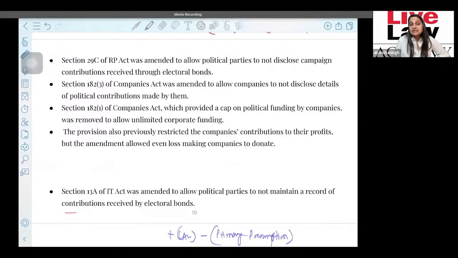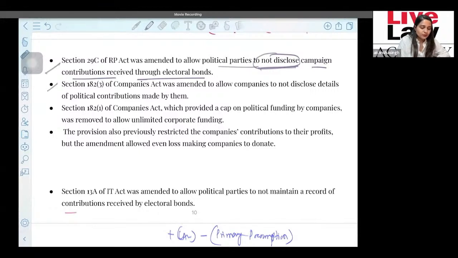Firstly, section 29C of the RP Act was amended to allow political parties to not disclose campaign contribution received through electoral bond. So the political parties will not have to disclose. One idea is that you want to protect the person who has donated the money to you from the other agitated parties, right? But in such a situation, saying that you will not have to disclose at all, whether it is actually violative or not violative of the constitutional provision is something that we have to understand, okay?